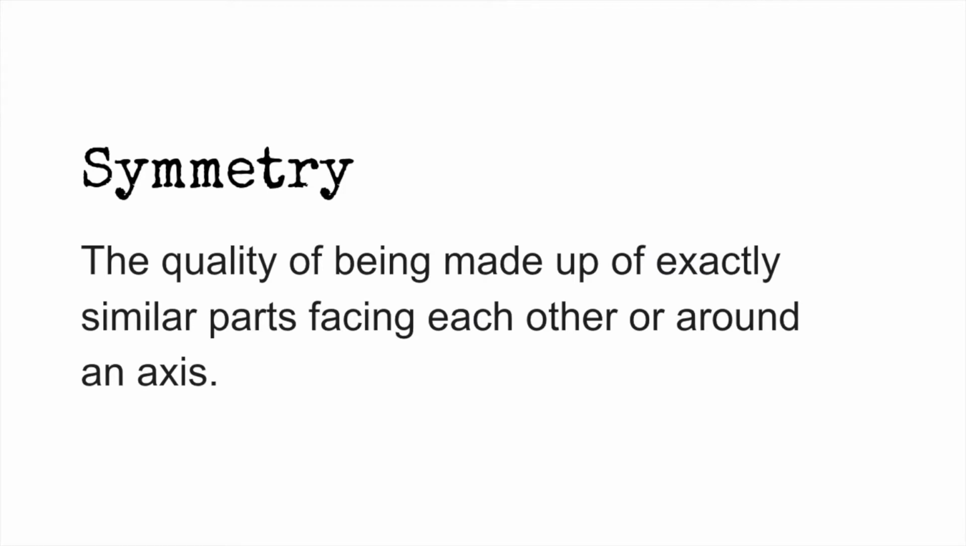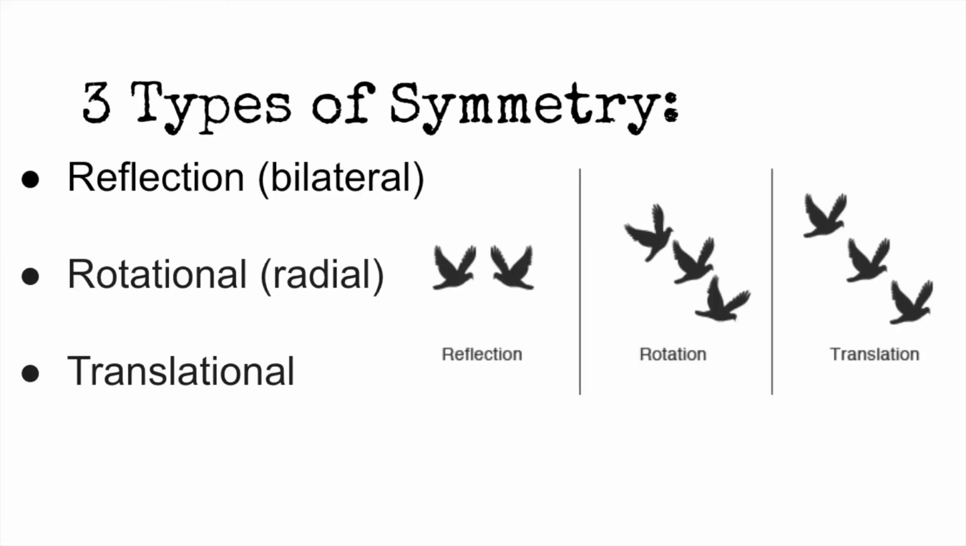The quality of being made up of exactly similar parts facing each other or around an axis. So let's take a look at what that means. There are three types of symmetry. You can have reflection symmetry or bilateral symmetry, and the first set of birds is an example of that. They're facing each other. They're a reflection.